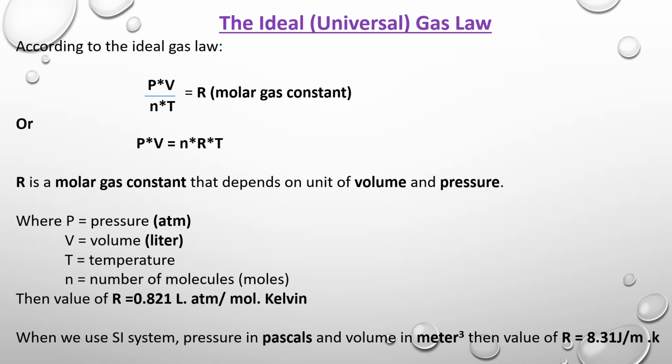Then value of R is equal to 0.821 liter multiplied by atm divided by mole multiplied by Kelvin. When we use SI system, pressure in pascals and volume in meter cube, then value of R is equal to 8.31 joule per mole multiplied by Kelvin.